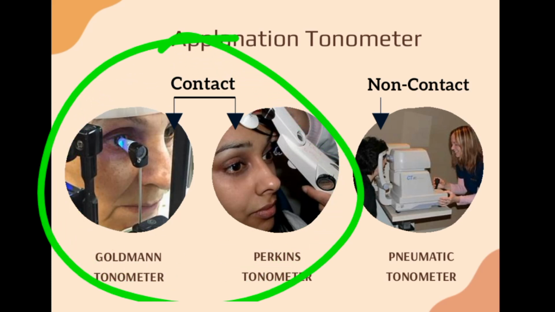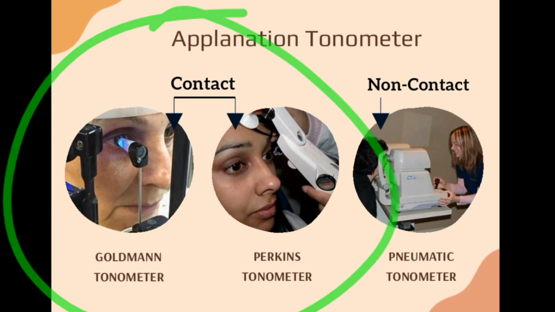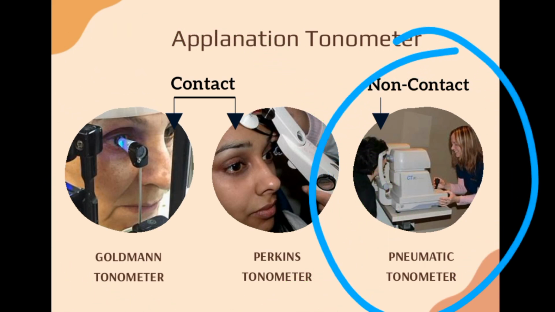Contact means that you are going to touch the corneal surface. आप cornea की surface को touch कर रहे होंगे and you are going to make the corneal surface flat. The non-contact technique involves that you are not going to touch the cornea. The instrument is not going to touch the cornea, but still it will make the corneal surface flat.